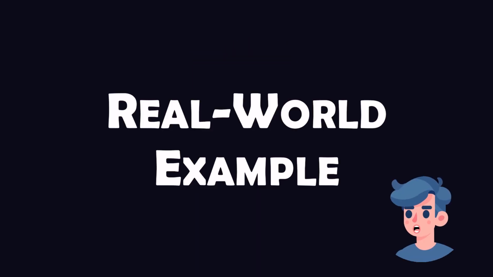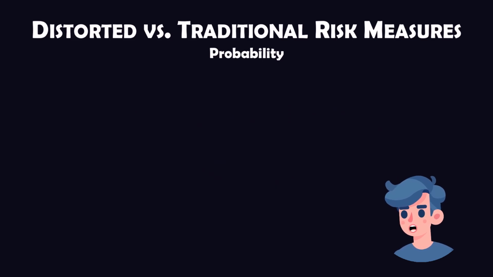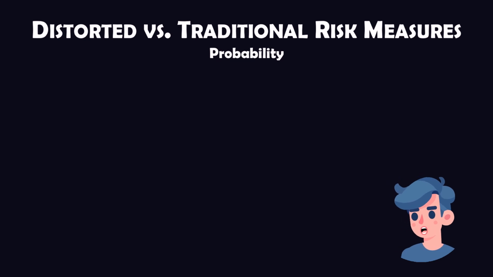Let's consider a real-world example to illustrate this. Imagine an insurance company assessing the risk of potential claims. Traditional risk measures might underestimate the likelihood of extreme claims. By applying a distortion risk measure, the company can adjust the distribution to give more weight to tail risks, providing a clearer picture of potential high-loss scenarios.